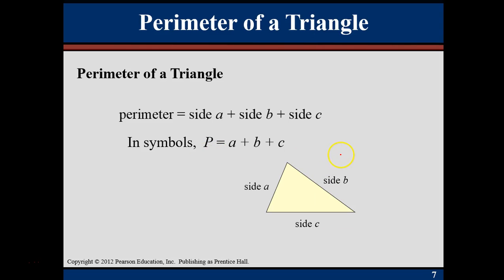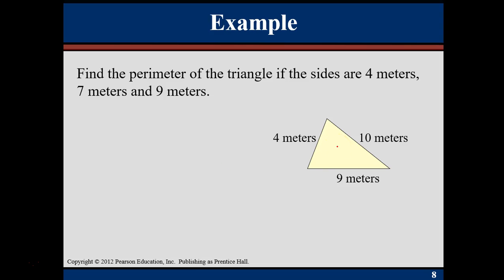With a triangle, they may or may not have sides that are the same length. And since I only have 3 sides, I'll just add up the 3 sides, A plus B plus C. If I have a triangle that is 4 meters, 10 meters, and 9 meters, my perimeter would be 4 plus 10 plus 9. And the perimeter of this triangle is 23 meters.